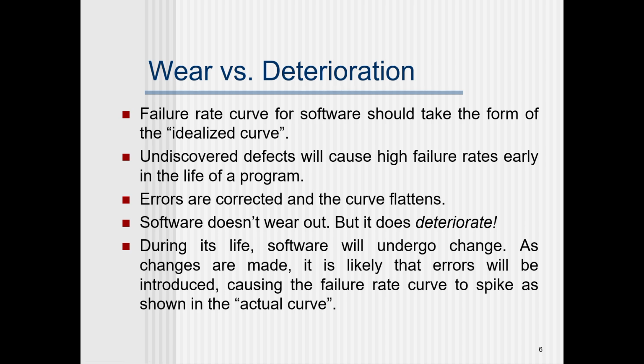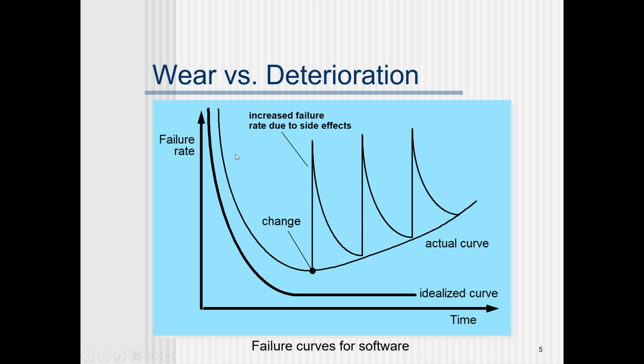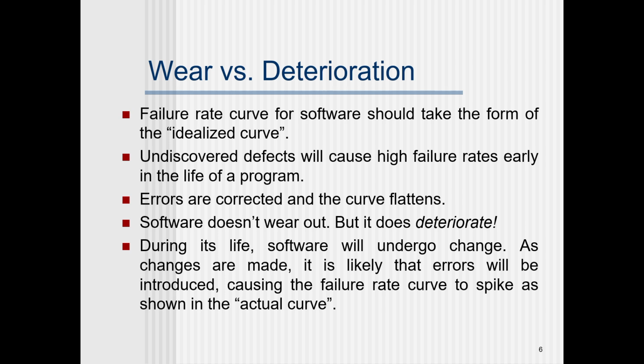So, the failure rate curve for software should take the form of the idealized curve. That is what we expect. Whenever we build a product, we expect everything to follow the idealized curve, meaning as time goes by, there should be less failure. Undiscovered defects will cause high failure rates early in the life of a program. Errors are corrected and the curve flattens.